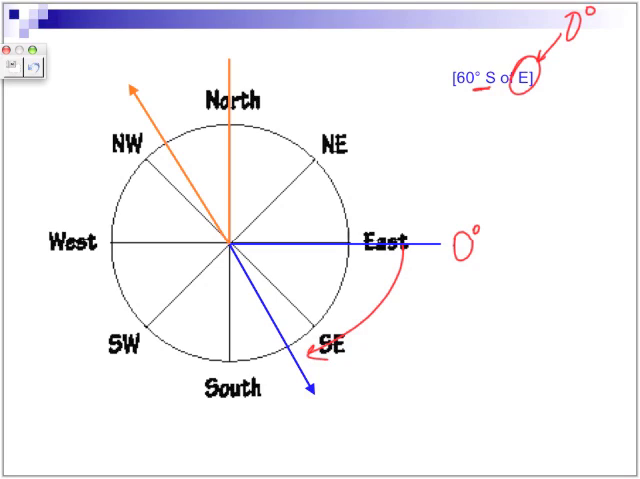Now, we are traveling what direction from where? So we're traveling from the north. So north is where we put our 0. We measure this angle. And what direction from the north are we going? West. We're going west. So in this case, 30 degrees west of the north position.